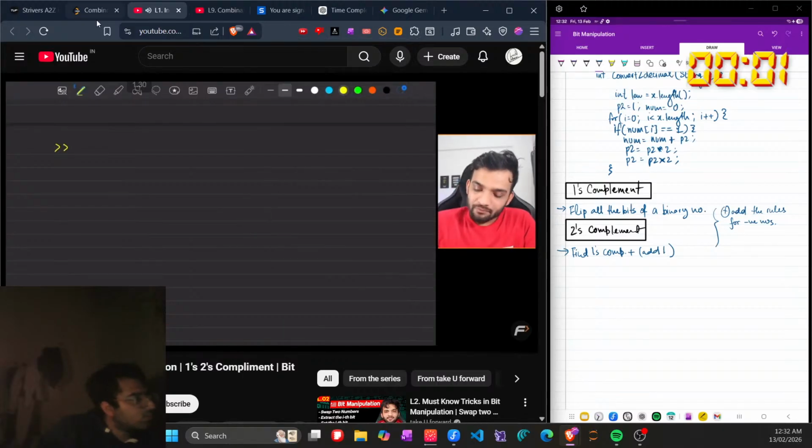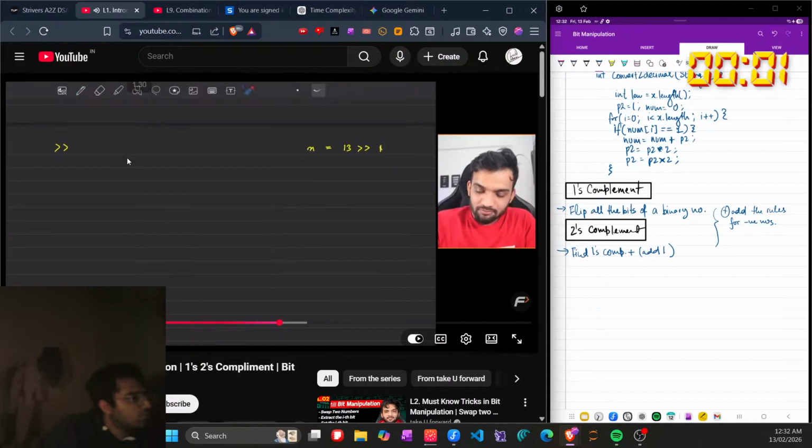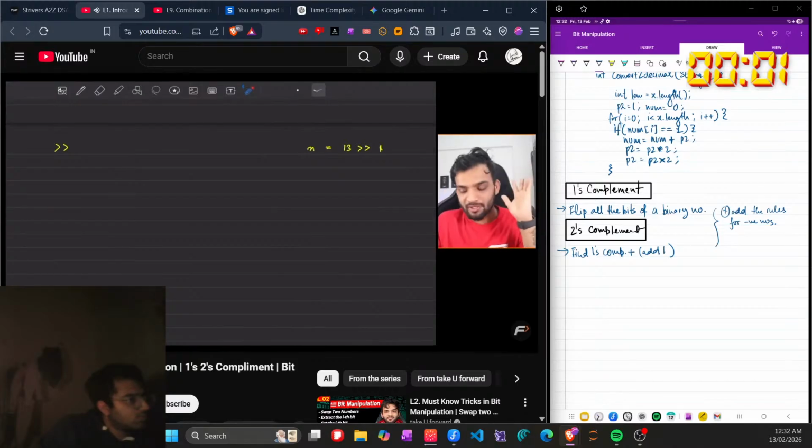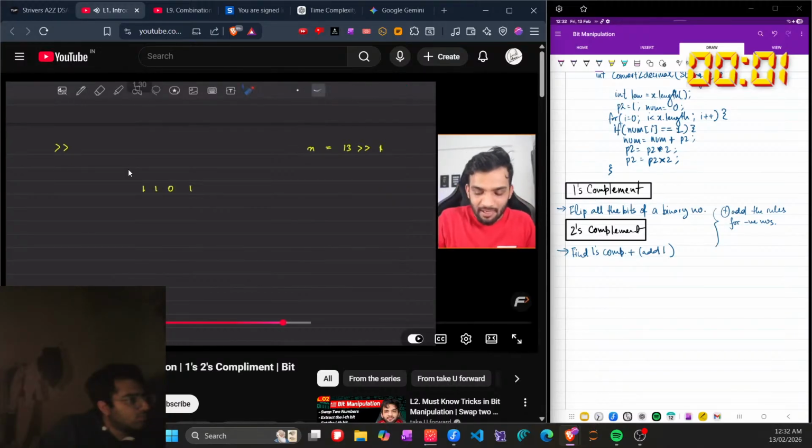So we write something as x equal to 13 right shift of 1. This is the symbol of right shift. You can write it 2, you can write it 3. What does it mean? 13 means 1, 1, 0, 1. That is in binary. And there are zeros, right? Lots, 28 zeros on the left.